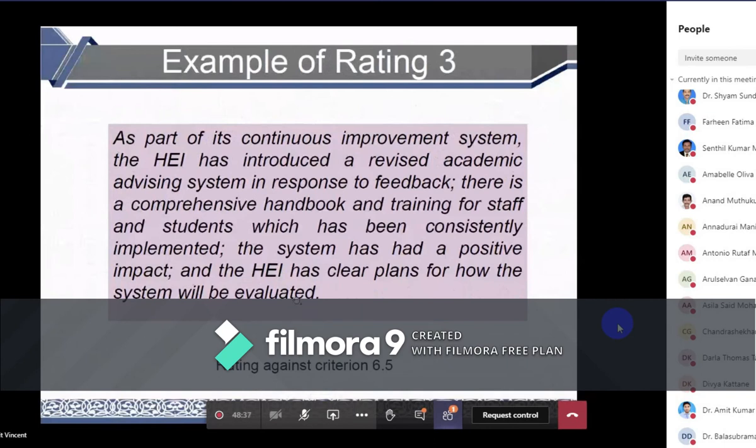Now, let's take up 3. To achieve 3, what is required? We have to strive at least to get 3. As part of the continuous improvement system, the HEI has introduced a revised advising system in response to the feedback. That's the goal.